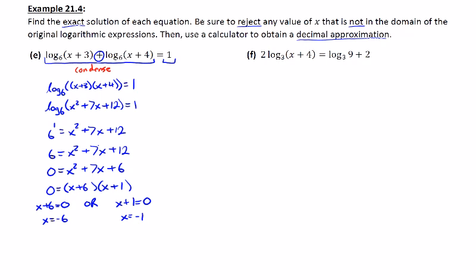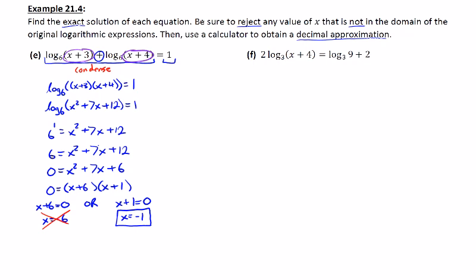If you take negative 6 and plug it back in to either one of the two original logarithmic arguments, it's going to fail. So x equals negative 6 is not going to work. But if you plug in x equals negative 1, neither one of those logs is going to have an issue with that. So x equals negative 1 ends up being the only solution that we have for this equation.